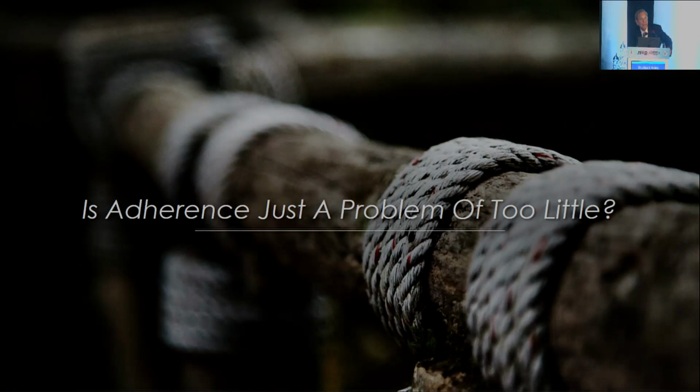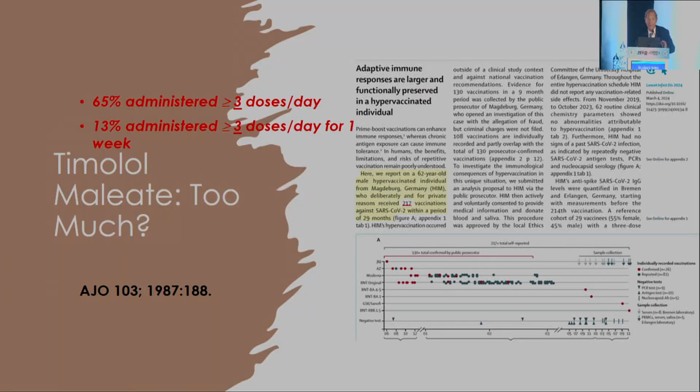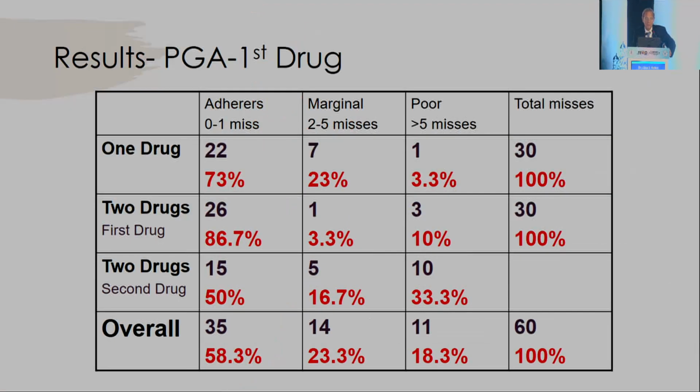We also think of adherence as just a problem of too little. It's also a problem of too much. In Mike Cass's other studies with timolol, 1/8 of the patients took their timolol more than 3 times a day for at least a week in a 1-month study, which is pretty impressive. There was an article that just came out, I saw, about a gentleman who had 217 COVID shots in the last 4 years. Why he did, I don't know, but that's really an example of a little too much.